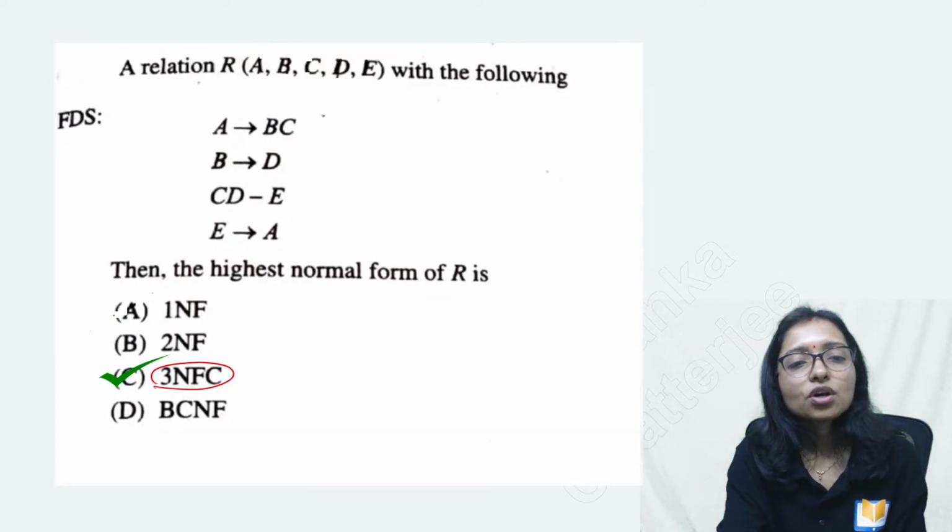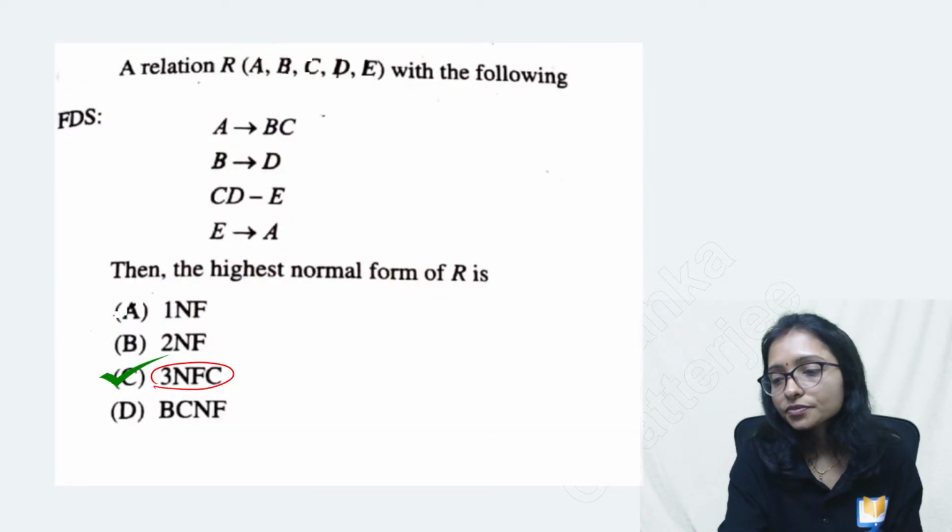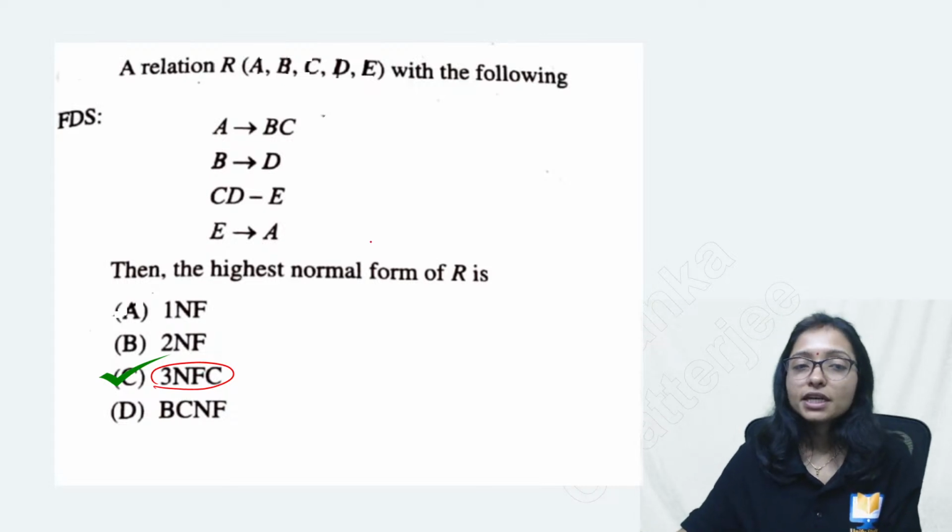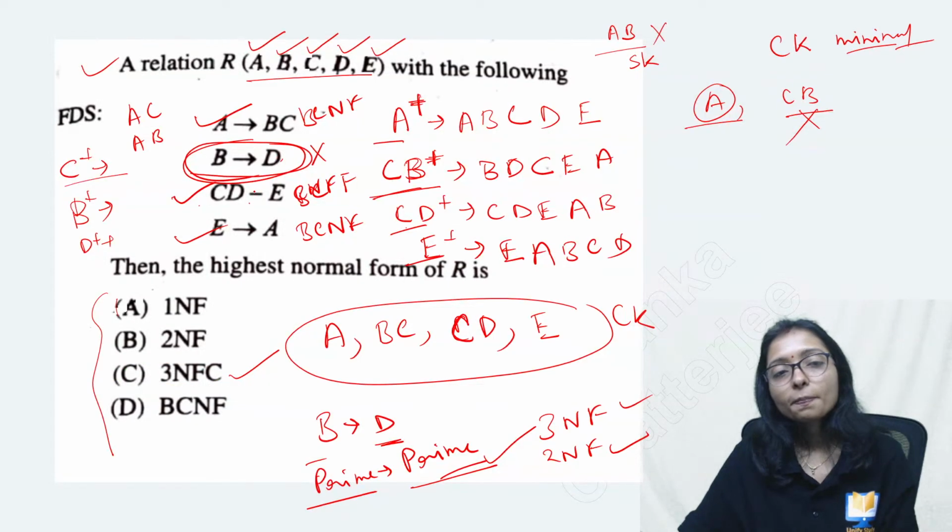It is not in BCNF. How? It is not in BCNF. It is in 3NF because it is creating a problem, right? Previous question, B implies D is creating a problem.